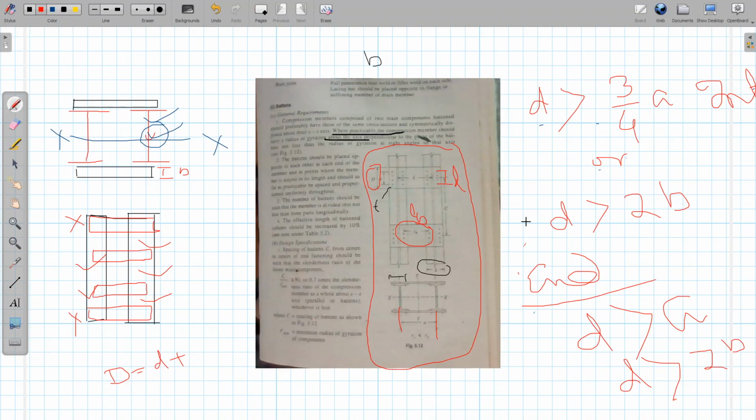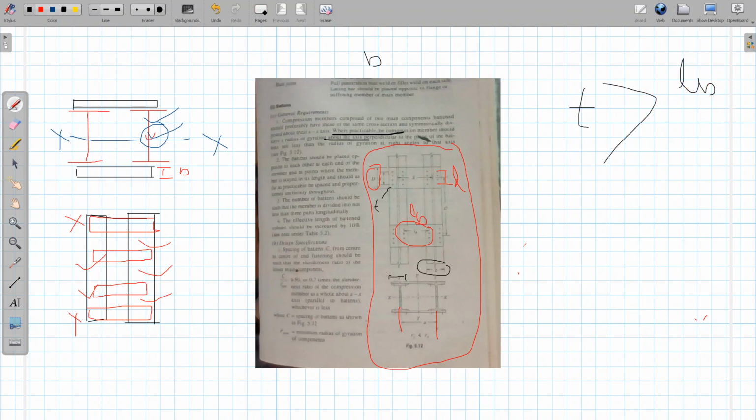Then let us find out the thickness of the batten, T. The guideline says that the thickness of the batten must be greater than LB divided by 50. What is LB? LB is the center to center spacing of the end rivets. So this you have to decide, depending on the column dimension, or initially you can assume some values.